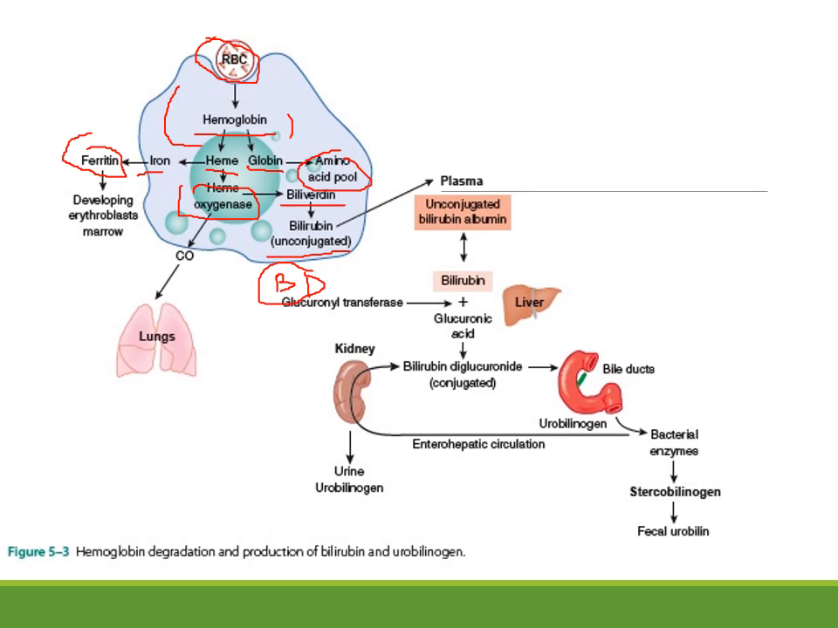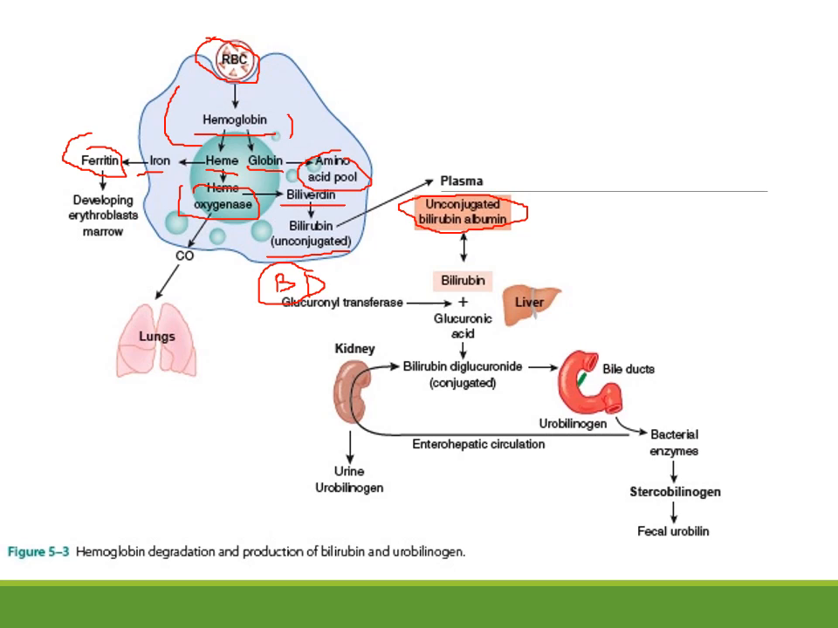Now, once your bilirubin 1 is in the circulation, it will bind to the protein albumin. So your unconjugated bilirubin will bind to your protein albumin. Now, albumin with your bilirubin 1 will go to the liver. So it's your albumin that will transport your bilirubin 1 to the liver.